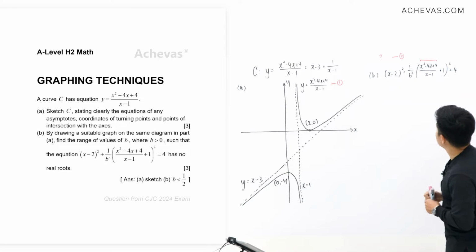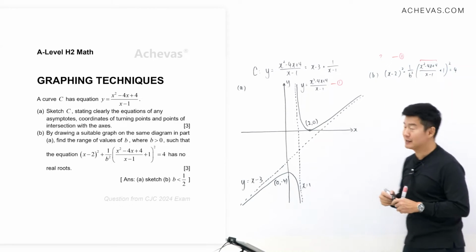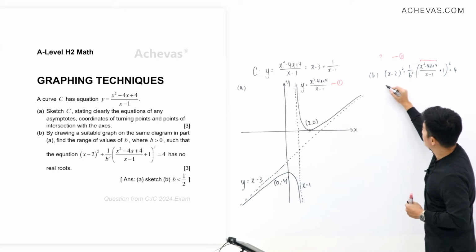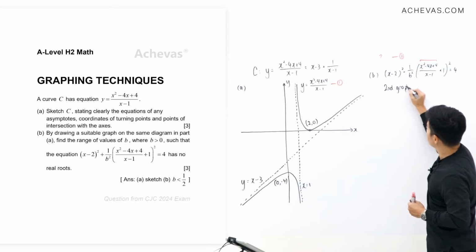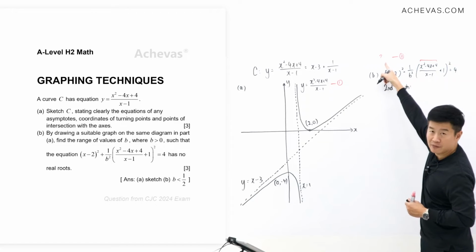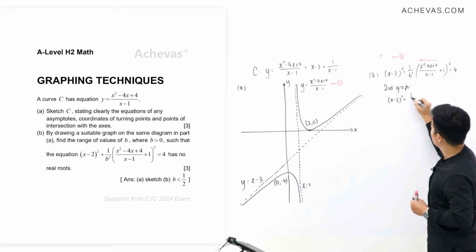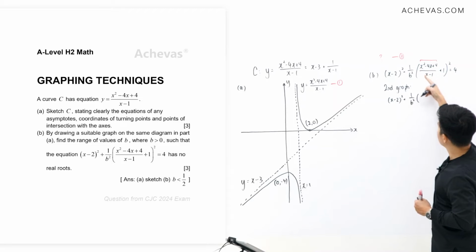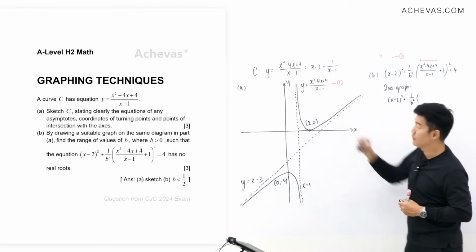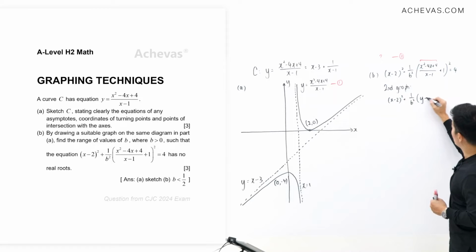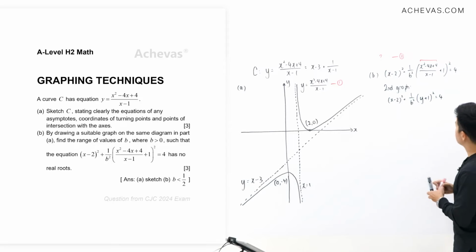Okay, so looking at this, I hope you will be able to observe this as much as I do. Because from observation, we know that the second graph that we're going to be sketching will be this graph, which based on this is going to be (x minus 2) square plus 1 over b square, this is the y from equation number 1. So we have (y plus 1) square is equal to 4. So this is like our equation number 2.